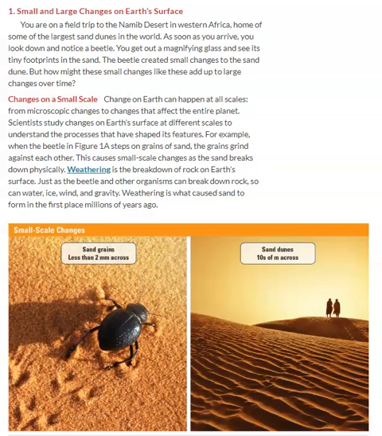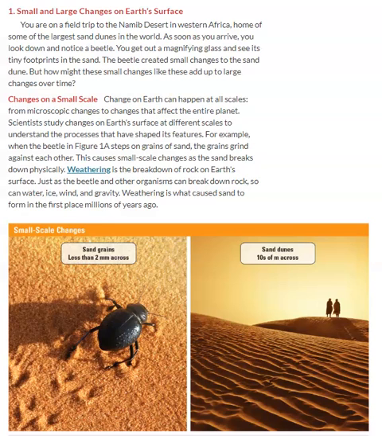So let's first talk about changes on a small scale. Changes on Earth can happen at all scales, from microscopic changes to changes that affect the entire planet. Scientists study changes on Earth's surface at different scales to understand the processes that have shaped its features. For example, when the beetle in figure 1a steps on grains of sand, the grains grind against each other. This causes small-scale changes as the sand breaks down physically.